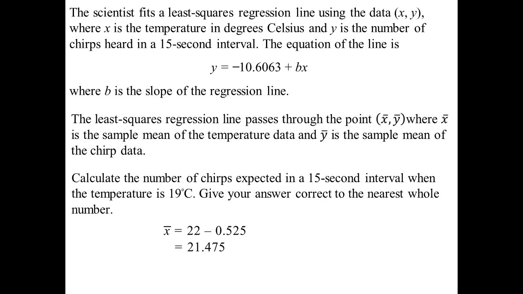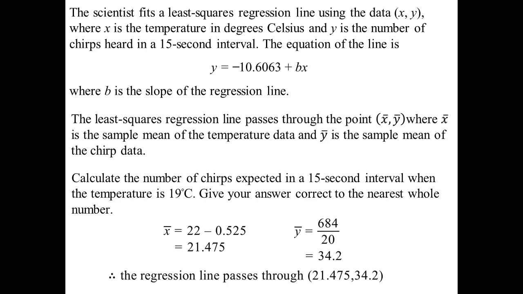Well, they gave me some information. Remember they told me that the average was 0.525 below the median. That allows me to work out X bar. So I've got that. Y bar we can work out because they also gave me some information that there were 684 chirps all up. So divided by 20, average of 34.2 chirps. We now know the regression line must go through that point. Well, that will allow us to find B. Substitute that into B. Look at the numbers.